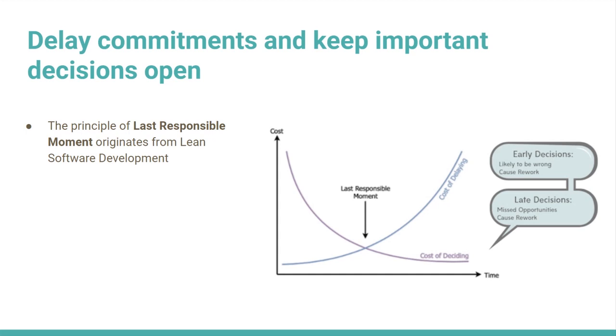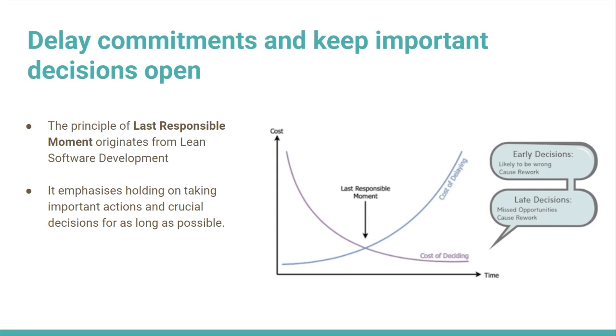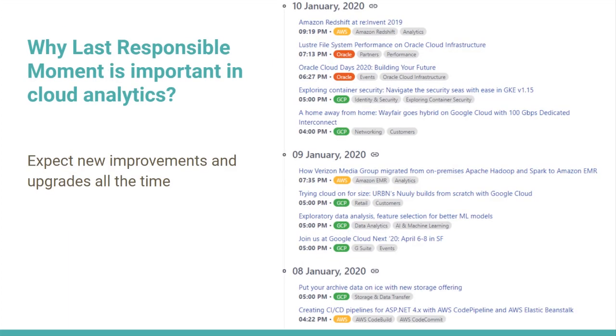This principle originates from lean software development, and it emphasizes holding on before taking important actions. You might ask why this is important and why I'm mentioning this. New versions, new tools are released almost on a daily basis. And if something is not working for you today, maybe there is a roadmap and it will be fixed in upcoming weeks or months. So instead of creating some ugly workarounds, discuss with the business, maybe there is some specific functionality that you could delay and now you can focus on something else.